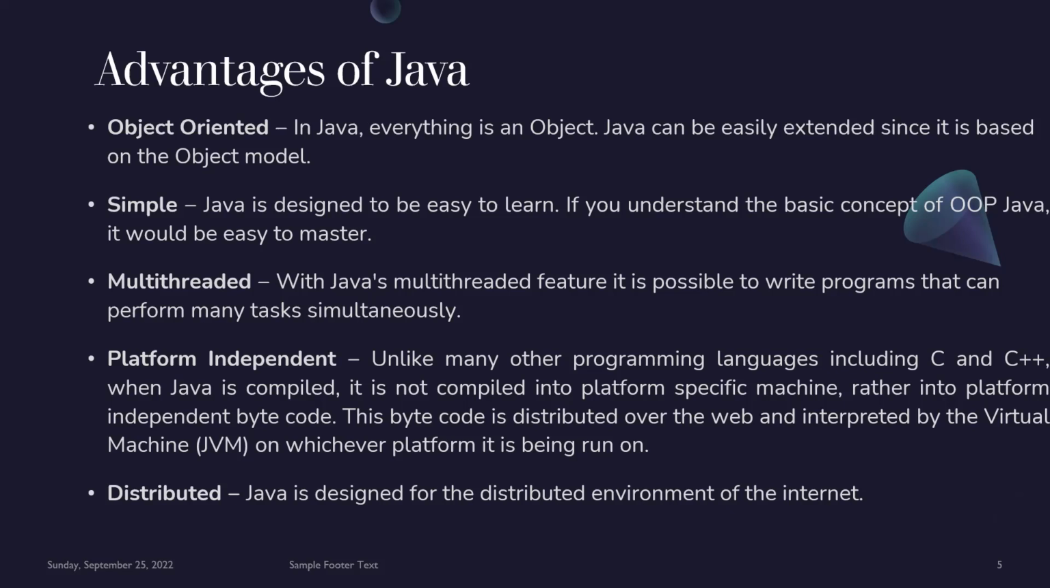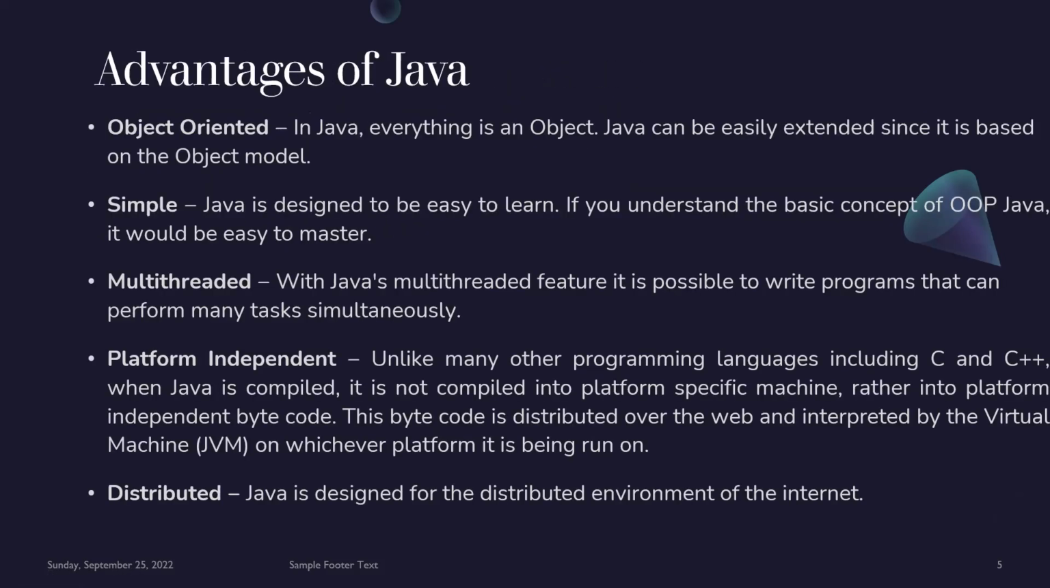Right. The next point is distributed. Java is designed for the distributed environment of the internet. Same concept: if you give this bytecode to different machines, you can run your Java code on different machines, because bytecode can run on different machines and different platforms. So you can run your application on different platforms and different machines. That's why it is called distributed also.